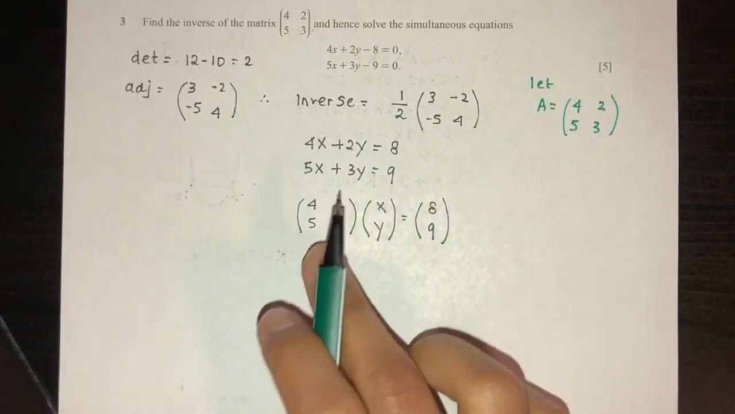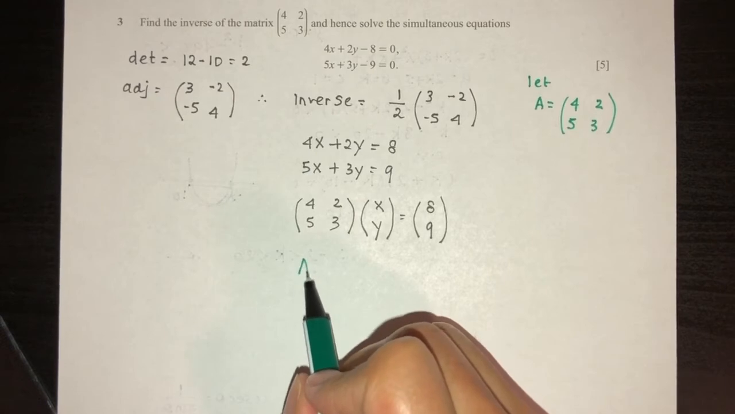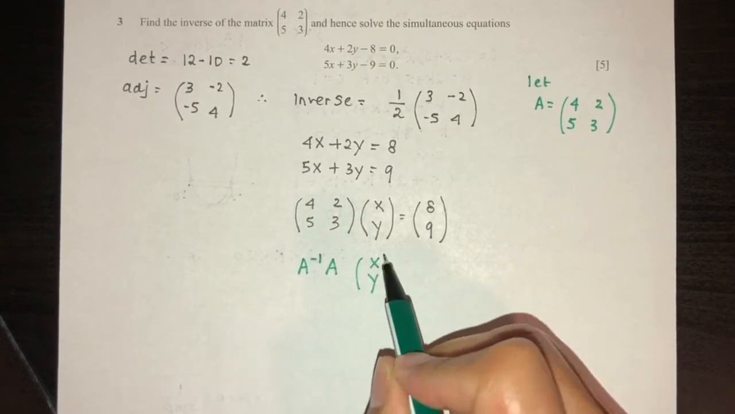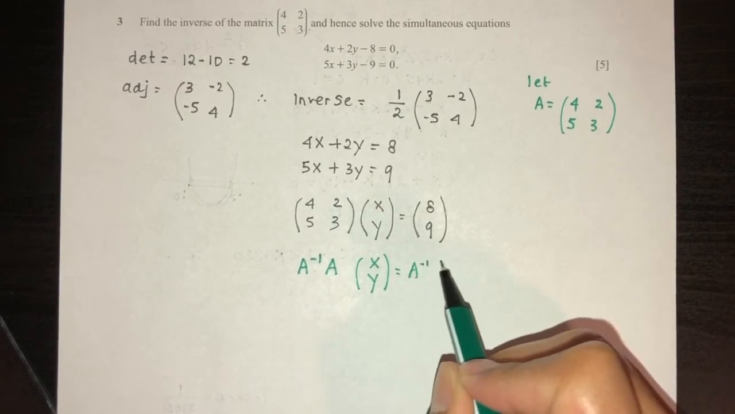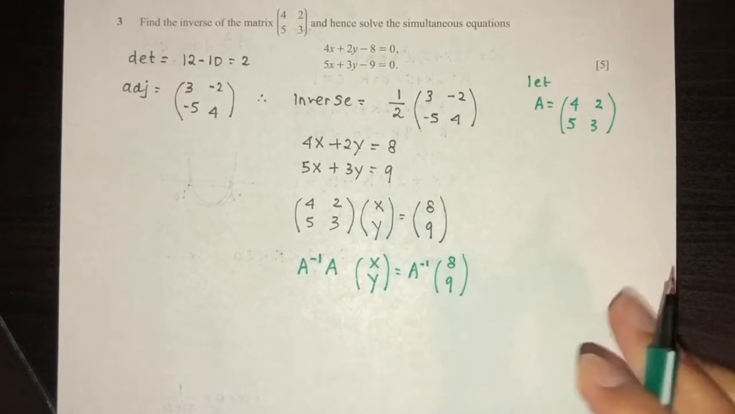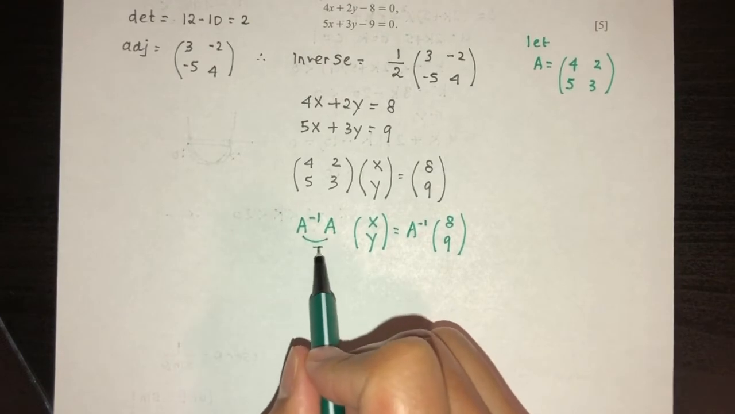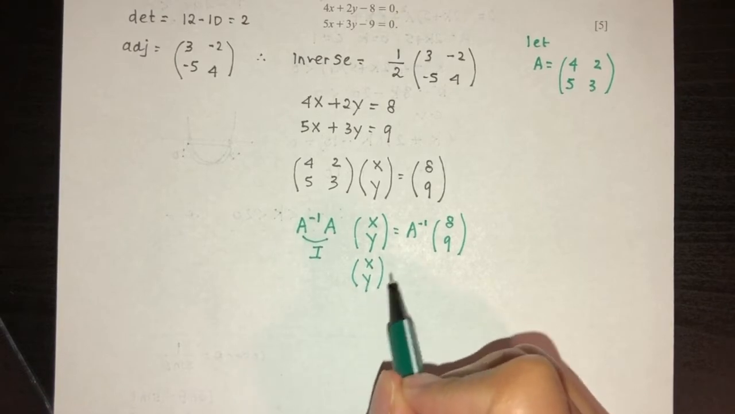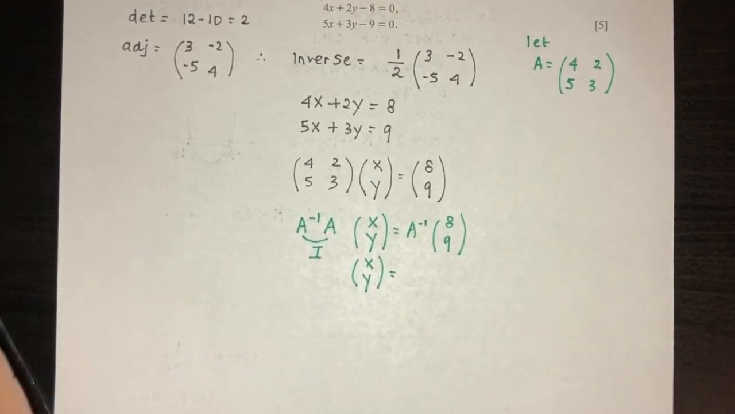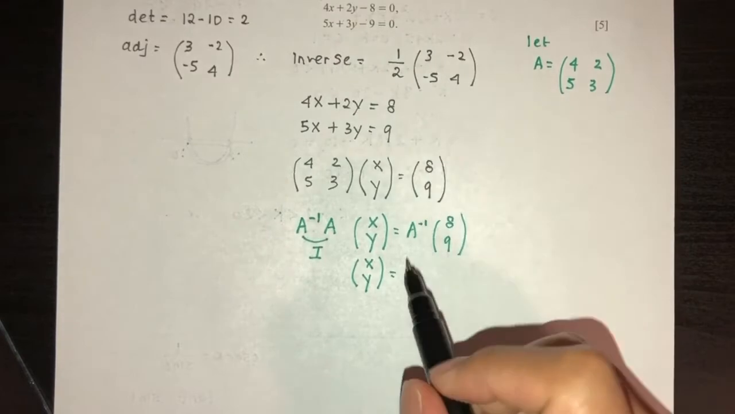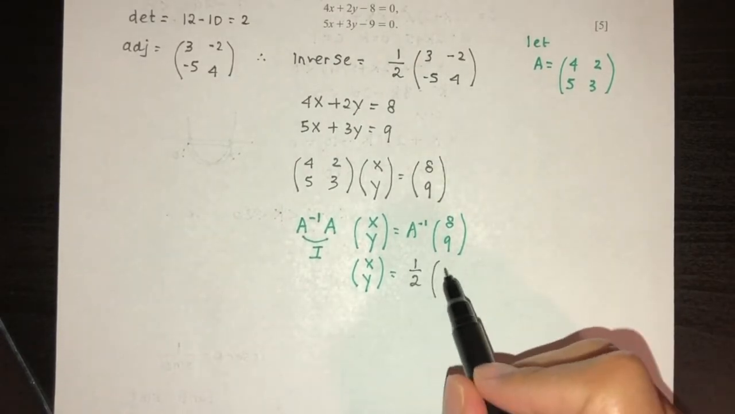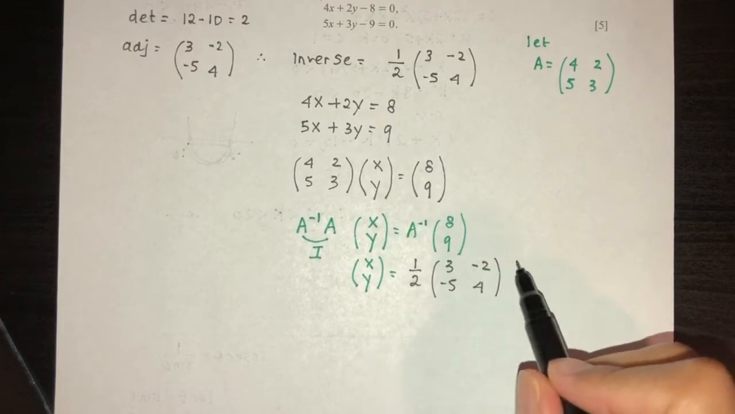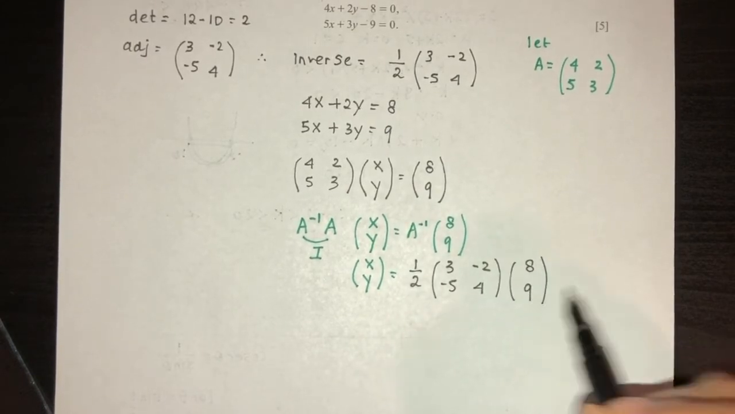So to eliminate this, we have to pre-multiply by A inverse times A. That will be (x, y) equal to A inverse times (8, 9). So these two will become your I matrix. So (x, y) is equal to A inverse, as we have seen, which is equal to 1 over 2 times (3, minus 5, minus 2, 4), times (8, 9).